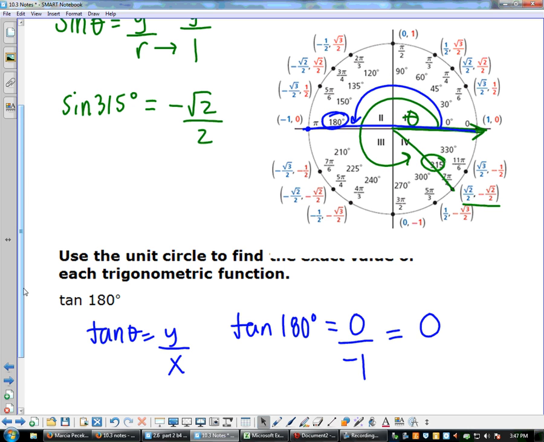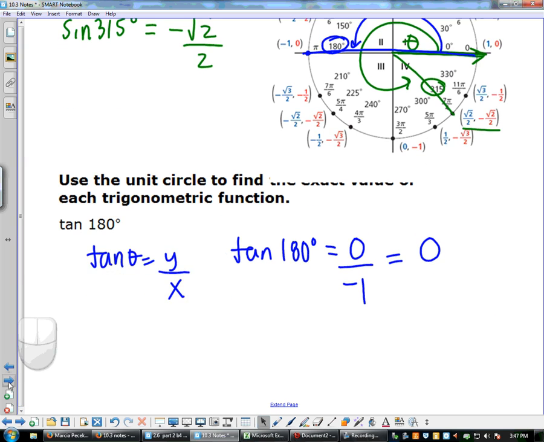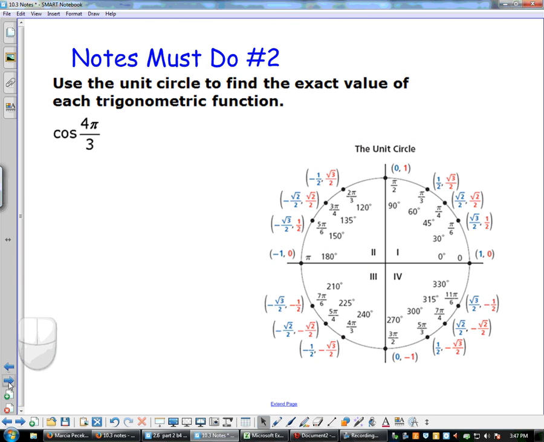So the tangent of 90 degrees then would be 1 over 0. That would be undefined. Correct. Okay. All right, so that brings up notes must do number 2.